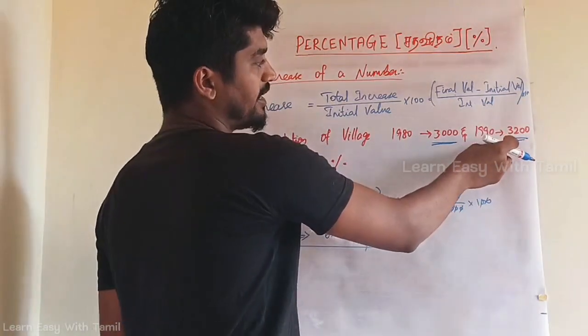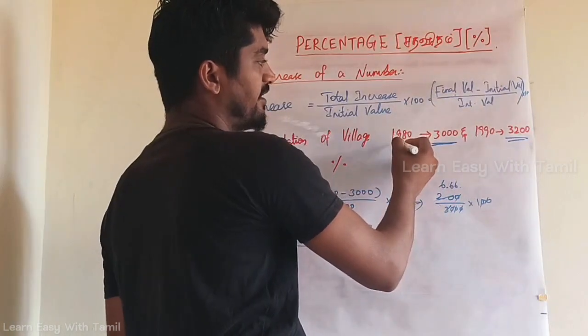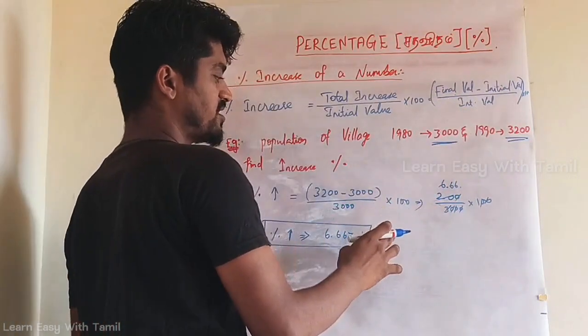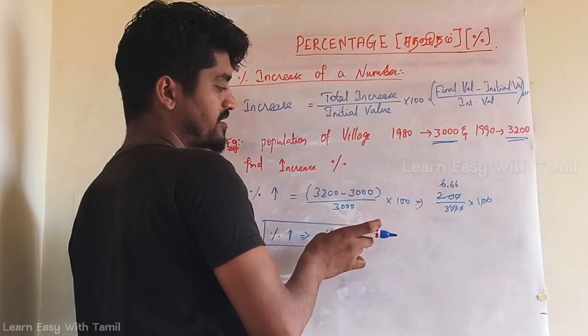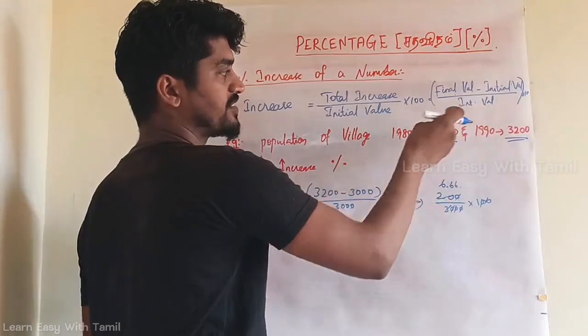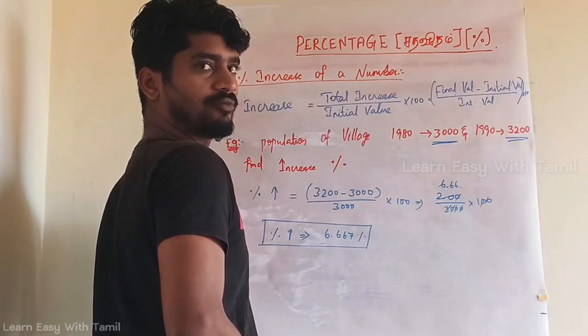In 1990, compared with 1980, the percentage of increase of the number of people is 6.67 percentage, increased from the 3000 number of people.